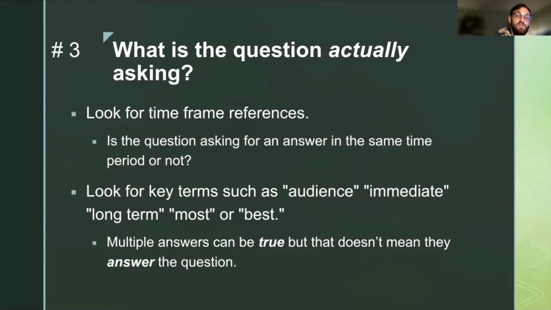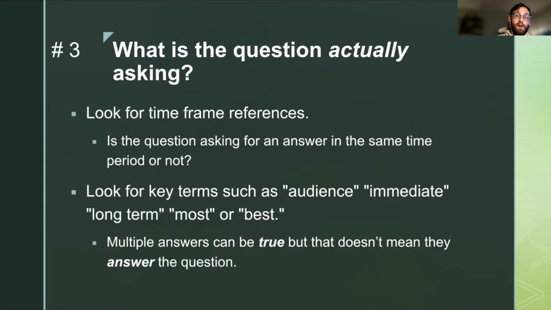Additionally, look for key terms such as audience or point of view or context. Look for words like immediate or long-term or most or best. One of the things to keep in mind is that multiple answers can be true, but that doesn't mean they are the answer to the question you are looking for, especially if a question says most or best. In that case, they're asking for the most true. Don't be taken in by potentially false answers because they're not the most true or the best answer. So again, read the question carefully, read the answers carefully.